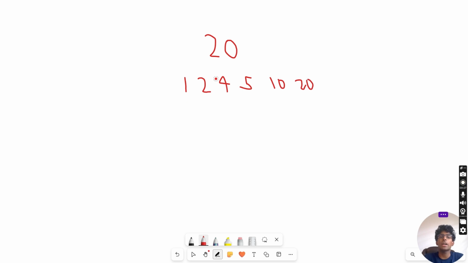And it makes sense, right? Because if you were to do 20 divided by 1, you'll get a whole number. 20 divided by 2, you'll get a whole number. So if you divide your original number by its factor, you should get a whole number. That shows that that number is a factor in this case.